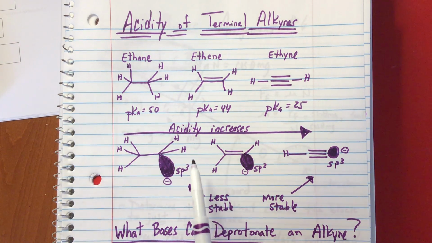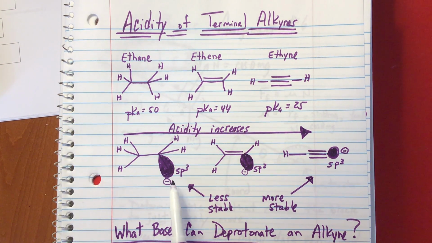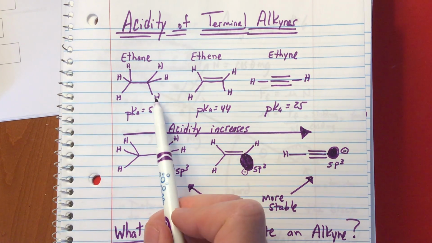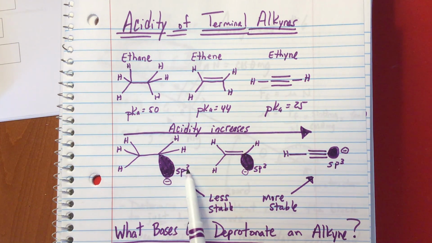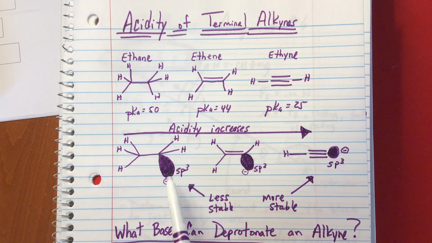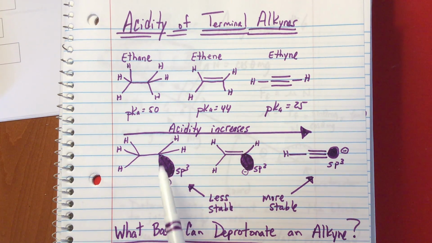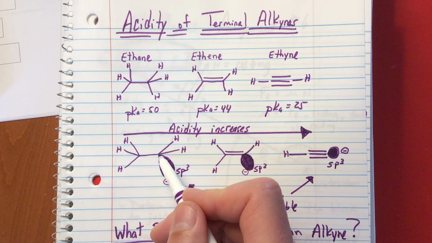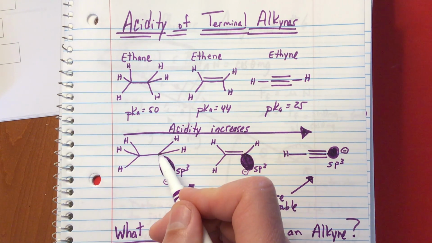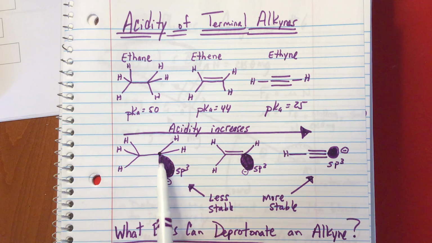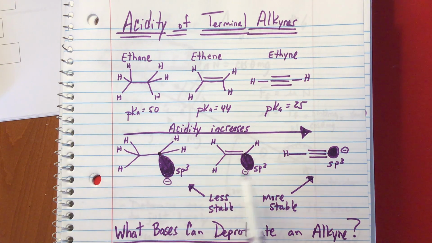And the logic behind this, it's all based on the stability of the conjugate base. So if we were to remove that proton, we would get an sp3 hybridized orbital with an extra electron, causing a negative formal charge. And since this area of electron density is pretty far removed on average from the nucleus of this carbon, it's not as stabilized. So this is a less stable conjugate base.